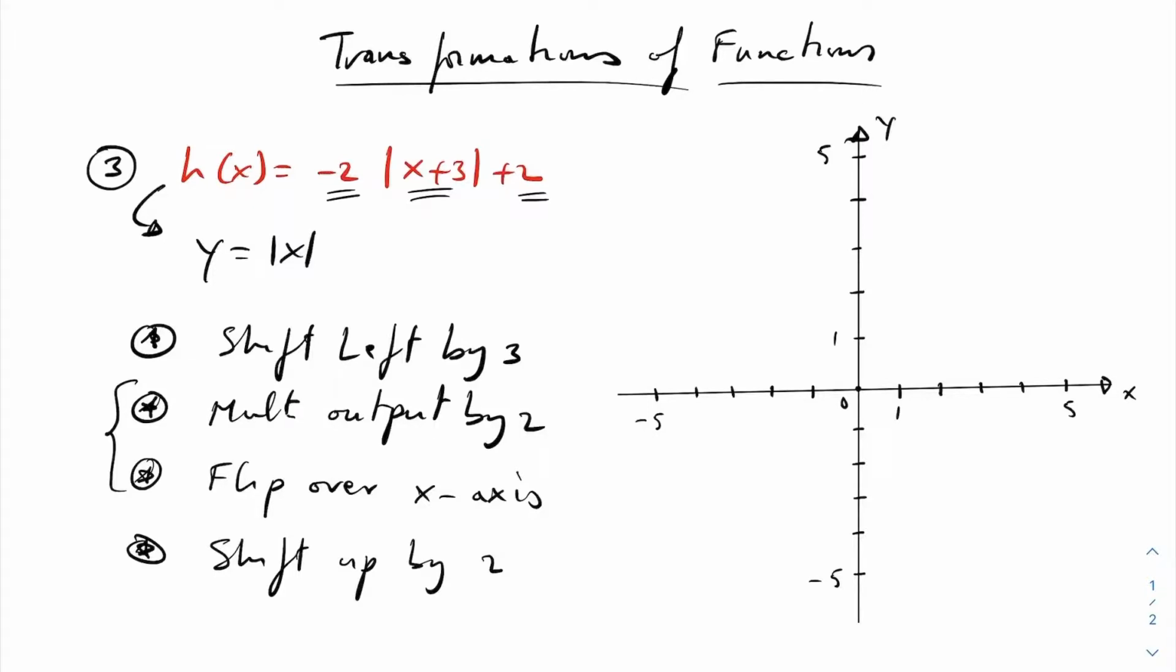First, we're going to draft the basic function, and we know the basic points here are going to be negative 1, 1, 0, 0, and 1, 1. Connecting these points with 2 straight lines will give us the shape for the absolute value function.